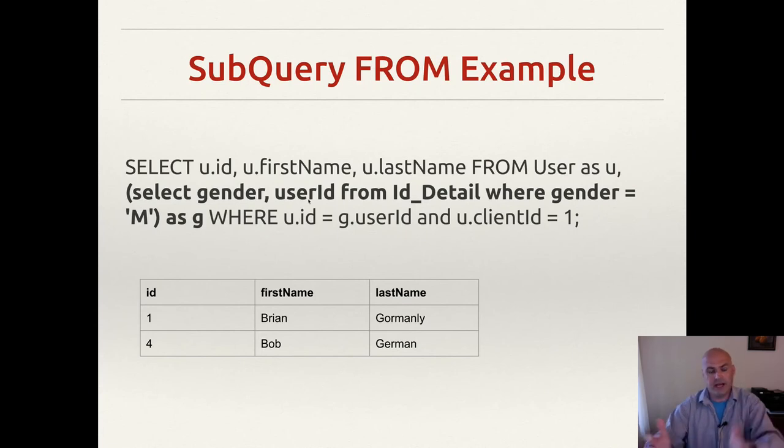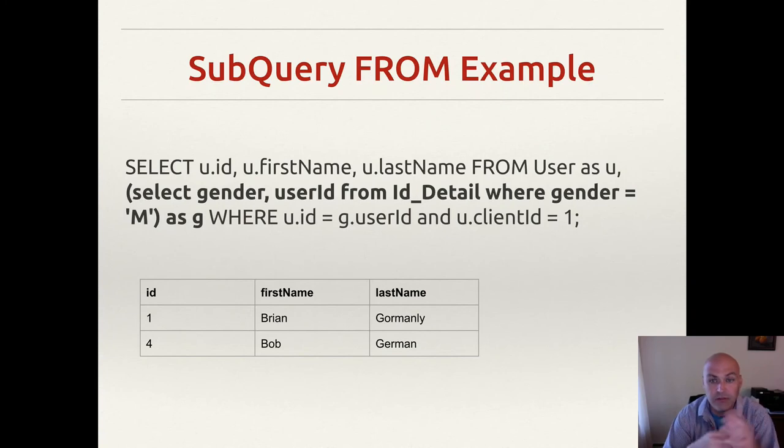It's almost like a view. We're going to talk more about views in the future, but a view is maybe a subset or a composite of other relations. It's a temporary relation in memory, right? So that's what this is. We have this subset of ID detail that only has gender male and the projection gender and user ID. And that's the relation in memory that we're going to use for this other outer query, right?